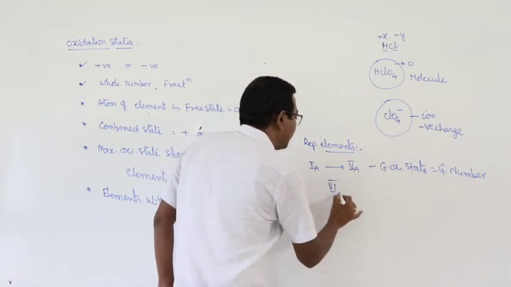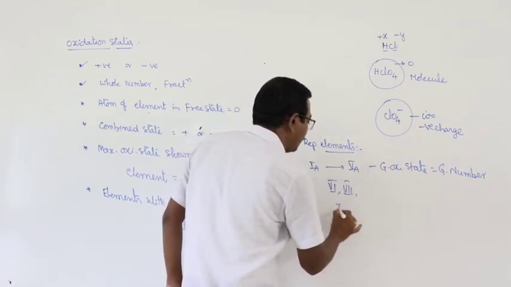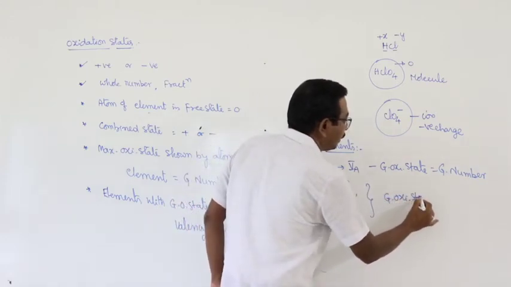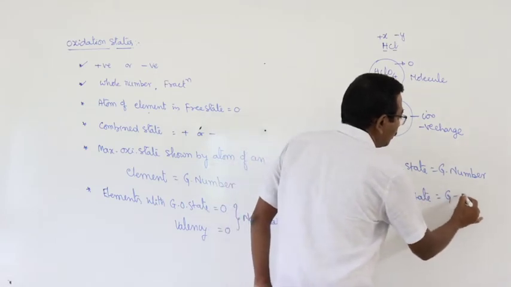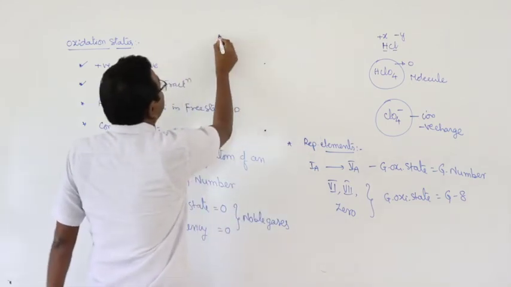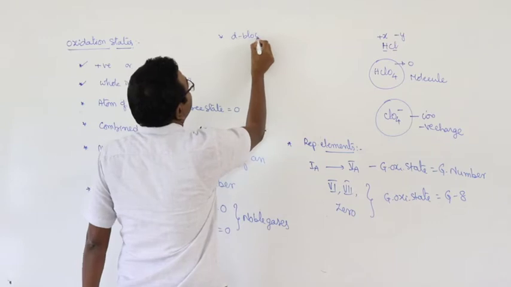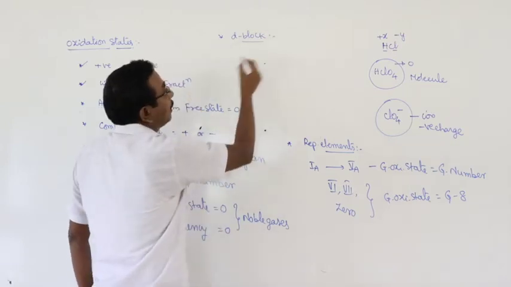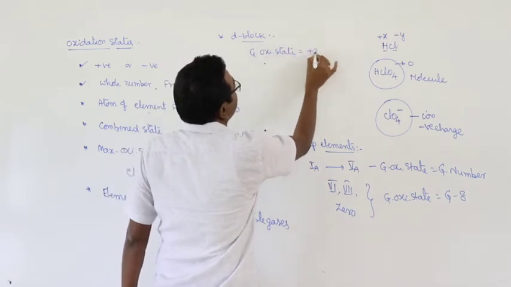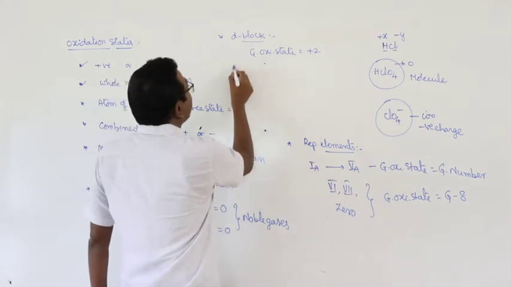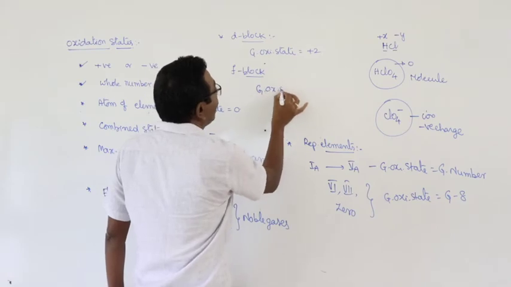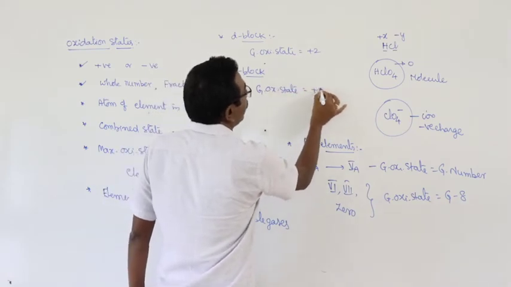In the case of 6th, 7th and 0 group elements, the general oxidation state is equal to G minus 8. And in the case of D block elements, the general oxidation state is equal to plus 2. And in the case of F block elements or inner transition elements, the general oxidation state is equal to plus 3.